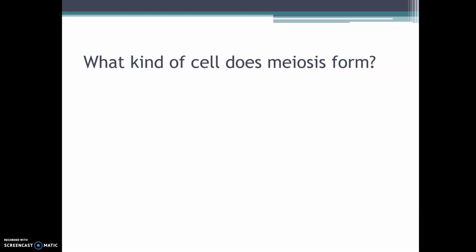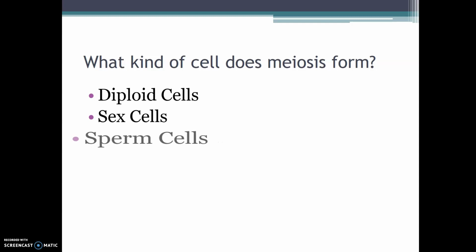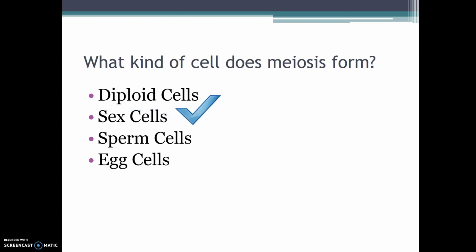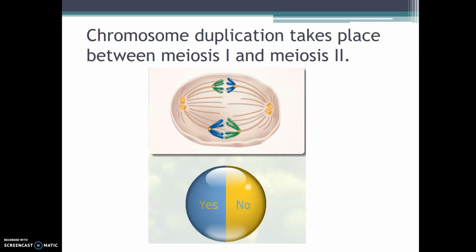All right, let's do a quick review. What kind of cells does meiosis form? Diploid, sex cells, sperm cells, egg cells. The answer is sex cells. Egg and sperm cells are sex cells, but meiosis wouldn't just form sperm cells. That wouldn't make sense if you were biologically female.